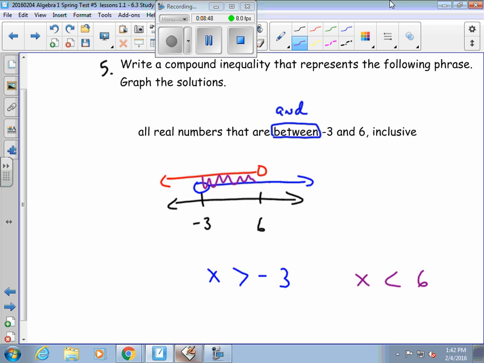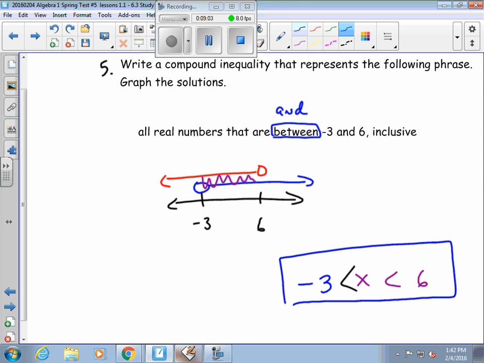The x is going to be in the middle, so we use this one. And it goes the same direction as negative 3. It goes the same direction as less than 6. So x is less than, in that case, negative 3. So here's your compound inequality: negative 3 is less than x and less than 6.